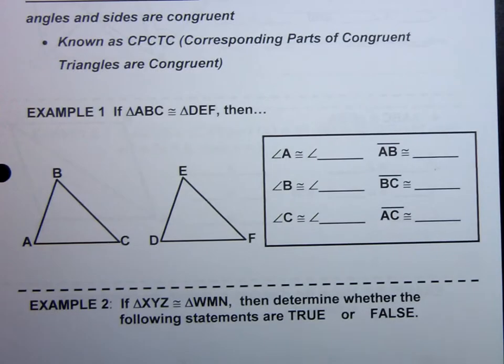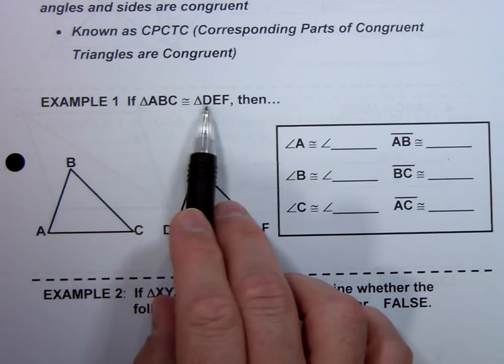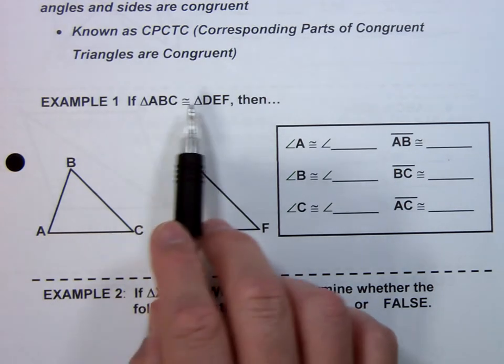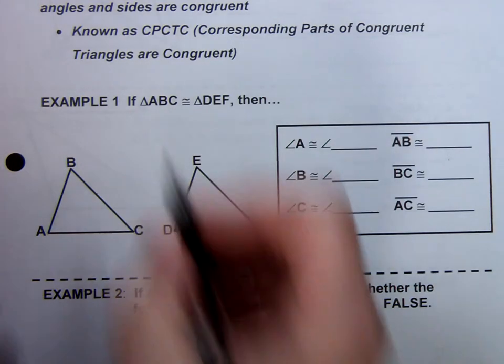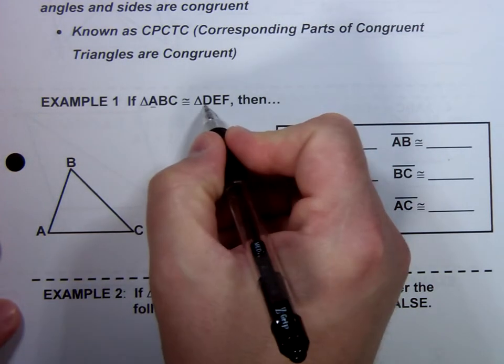Alright, when we look at example 1, it tells us that if triangle ABC is congruent to triangle DEF, then, and we're going to list all the angles that are congruent and all the sides that are congruent. Now, you can tell a lot from a congruent statement. When you have a statement that says these two triangles are congruent, they have to give those triangles in corresponding order. So, the first letter in this name has to correspond with the first letter in this name.